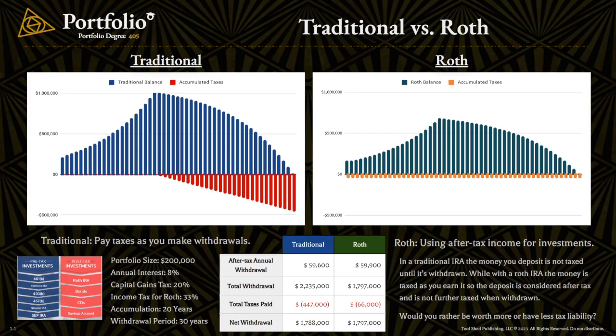Now, of course, this is a simplified example, but depending on contribution levels and having a different time period to accumulate the interest, the right decision for you could vary.